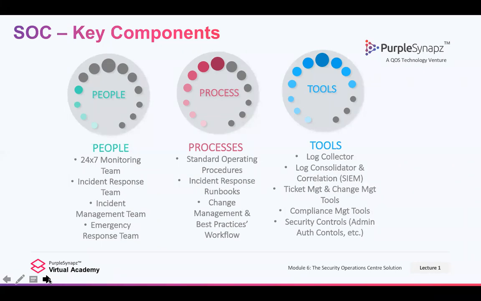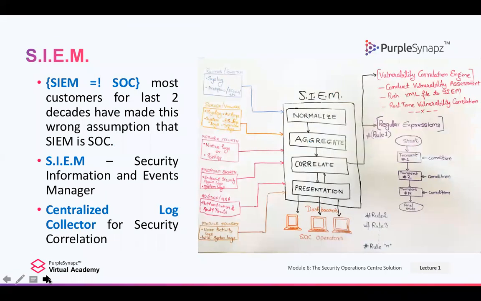So all these tools, processes, and people, we are going to delve into further, but in the opposite direction now. In terms of importance, people are the most important component, processes second, and then come the tools when we are setting up a SOC. However, when we are trying to understand the SOC, I'm going to start opposite. I will start with tools, then we'll understand processes and people. So what is a tool? The most important tool required to set up a SOC is called SIEM. It stands for Security Information and Events Manager.